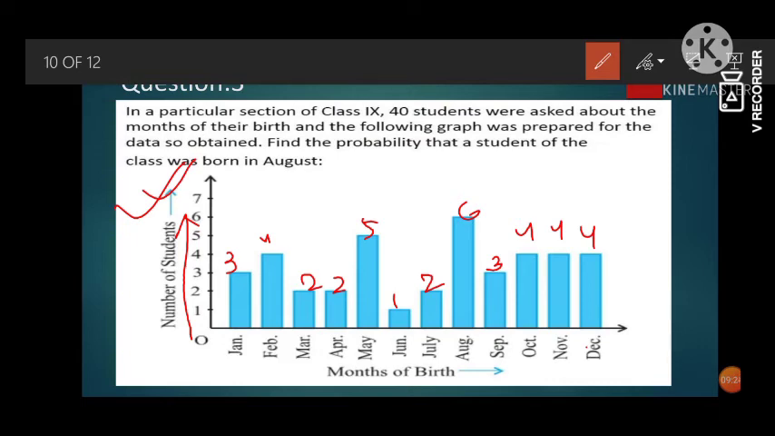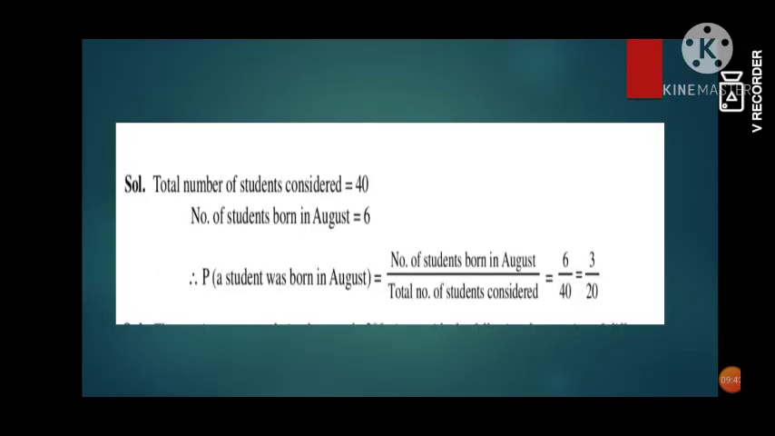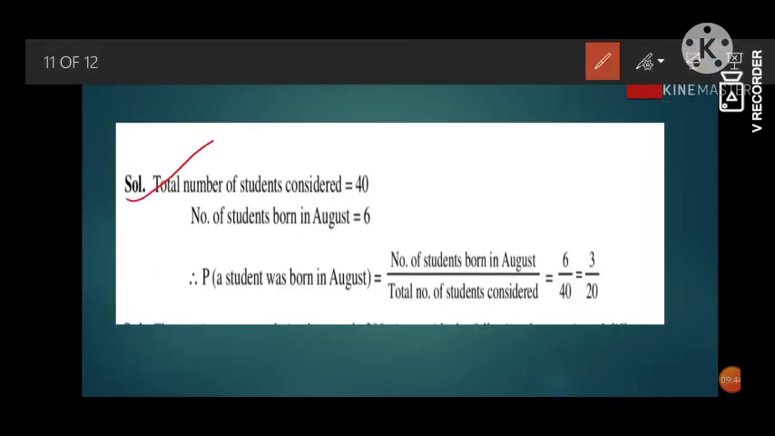We have to find the probability that a student of the class was born in August. So first we have to find the total number of students. Total number of students is already given, 40. And the number of students born in August means this bar. You can see that the total number of students is 40 and the number of students born in August is 6.